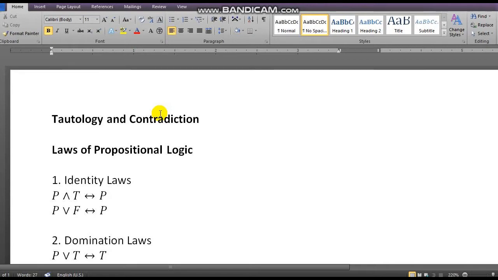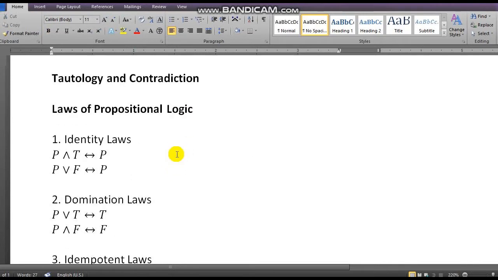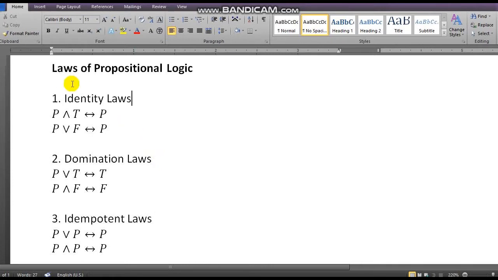Regardless of whether the propositions are true or false, the entire statement would always be false. We can determine whether a statement is a tautology, a contradiction, or neither of the two by using truth tables. In doing so, we may need to use the different laws of propositional logic. There are four laws that we're going to deal with. First is what we call the identity laws.